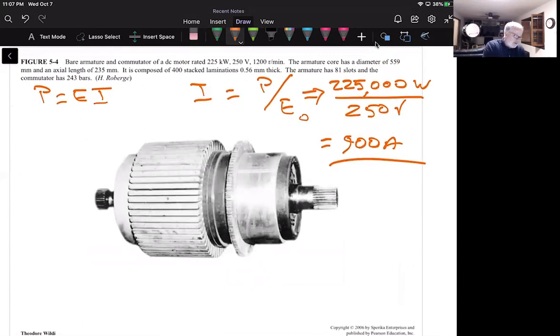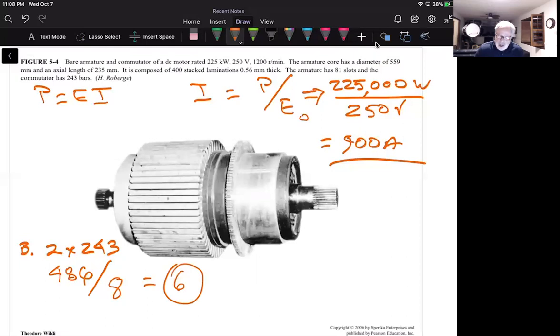And we also know that there are 243 coils altogether. So part B, I'll write it down here: 2 times 243 gives me a number of 486 total conductors. All right, how many slots do I have? Well, I have 81 slots. So I have to basically divide that by 81, and that tells me that there are 6 coil sides per slot.